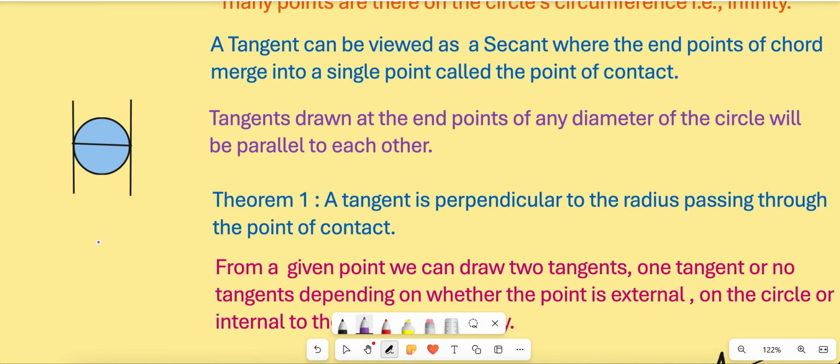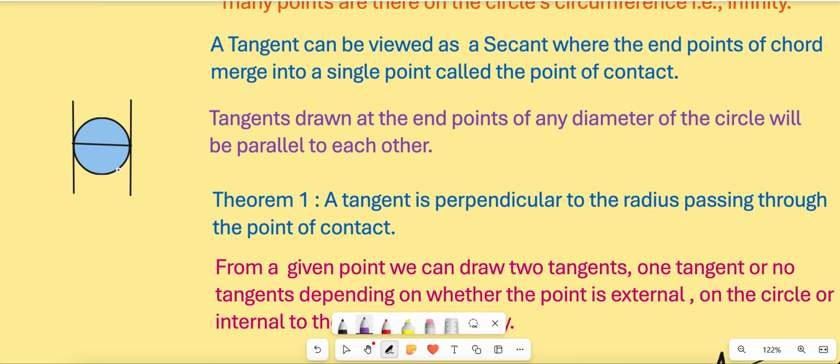Tangents drawn at the end points of any diameter of the circle will be parallel to each other. How? You can see I have taken a circle and drawn a diameter. I have drawn two tangents, so they have to be parallel to each other. How to prove that?